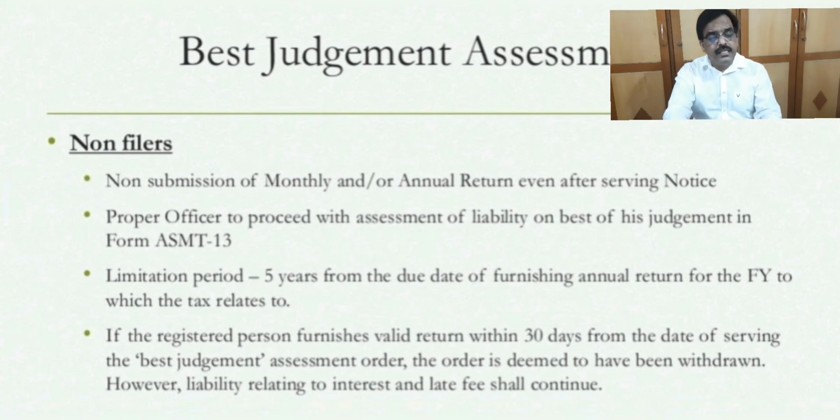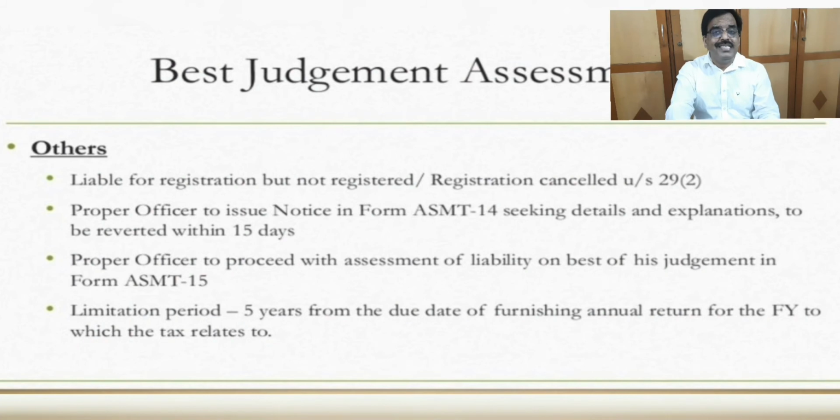Second one is unregistered persons or persons whose registration got cancelled under section 29 subsection 2. The proper officer will send the notice. We have to give the explanation. If it is not done, then best judgment assessment will happen, and we have to fulfill the requirement, tax liability, registration, whatever. Then there is a limitation period of 5 years in both the cases.